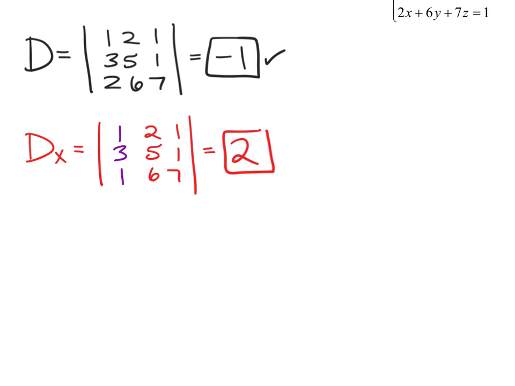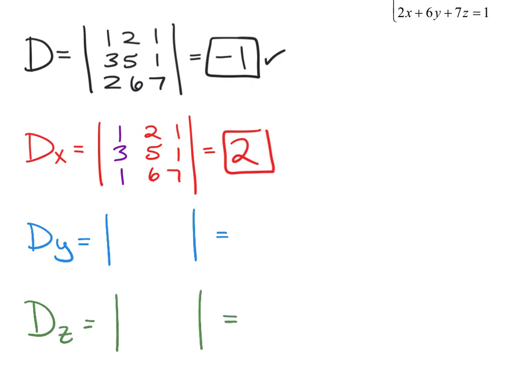I'm going to leave you here to just make sure you got it. I want you to find the determinant with y's. Write down the actual matrix first, and then tell me what it's equal to. And then the determinant of the z's, same thing. Make sure you write the matrix and then tell me the number. I'll give you a few minutes because that's a lot of typing.